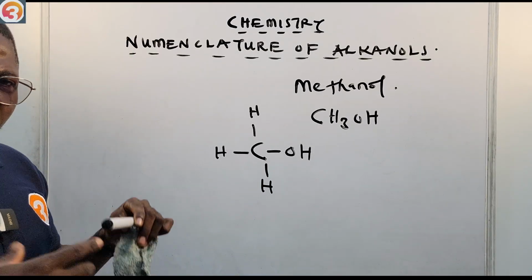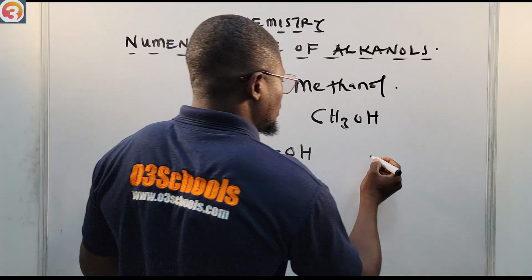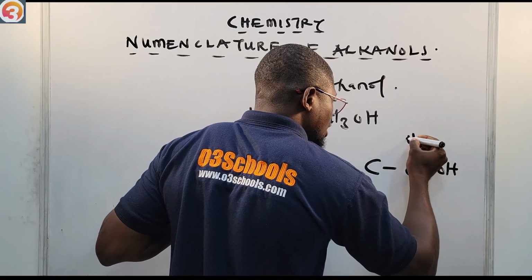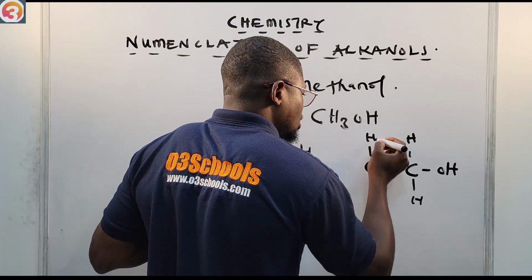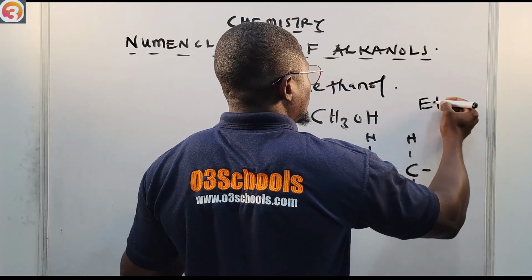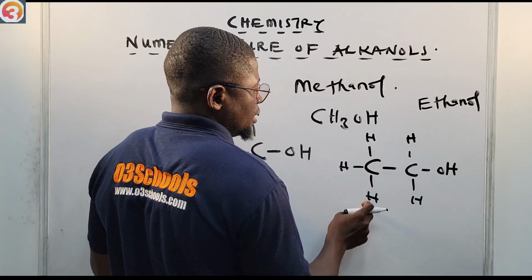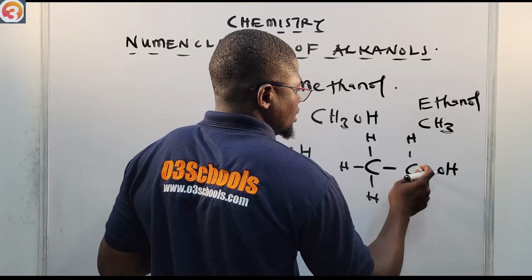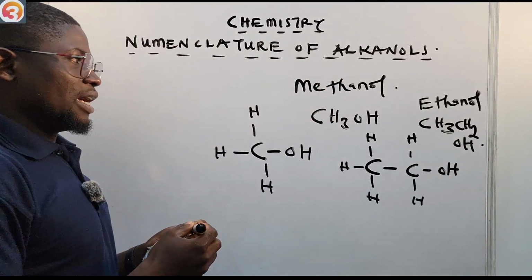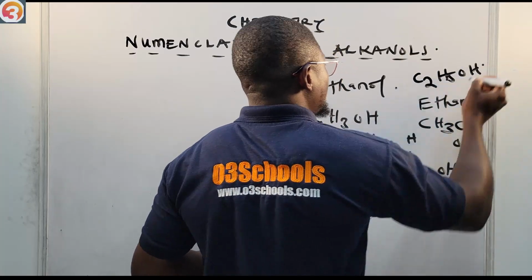Then of course, we now move further. Let's say we now have two carbons in the structure. We have C, here we have OH, here is our H, here is our H, then here is our H, here is our H, here is our H. And this one, we call it what now? Ethanol. And this ethanol is actually CH3, then CH2, then OH. So in other ways, you can write it as C2H5OH.